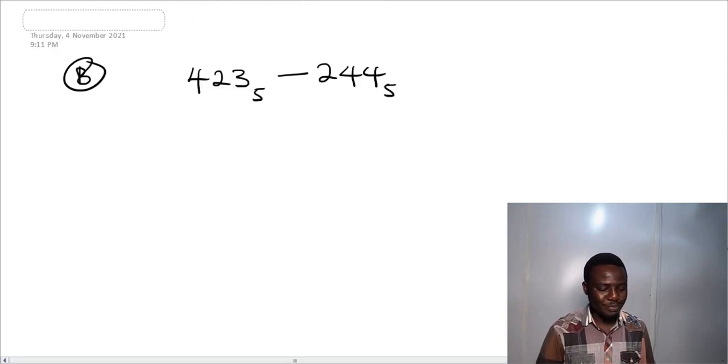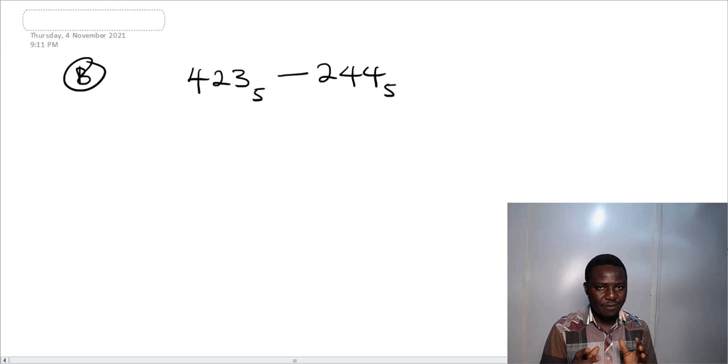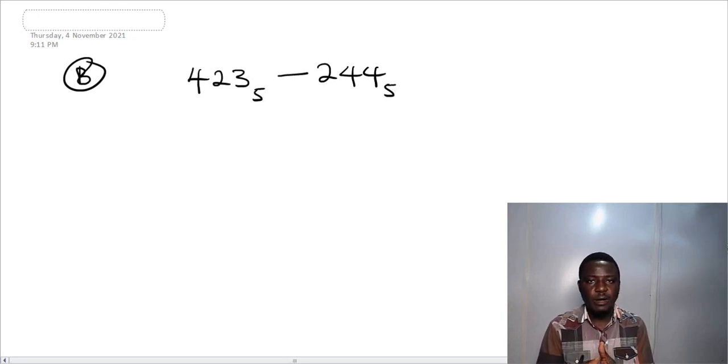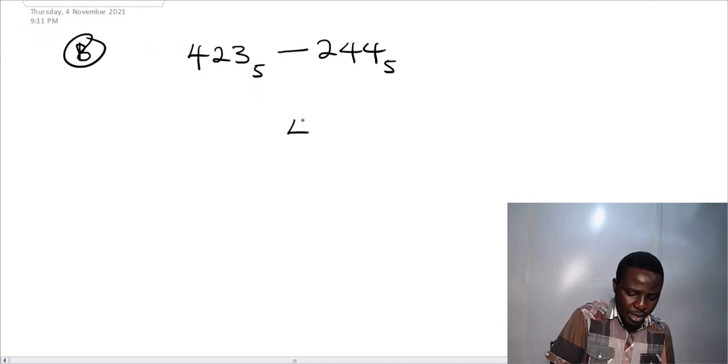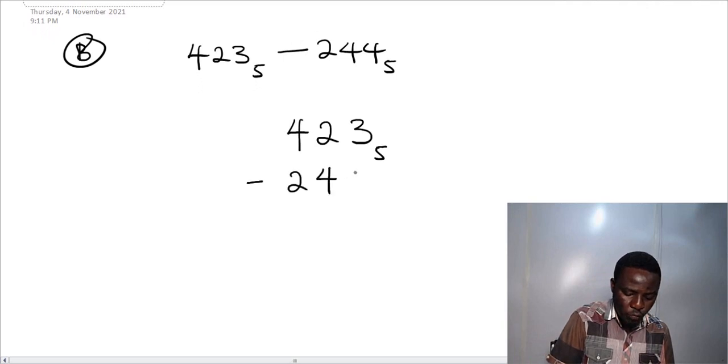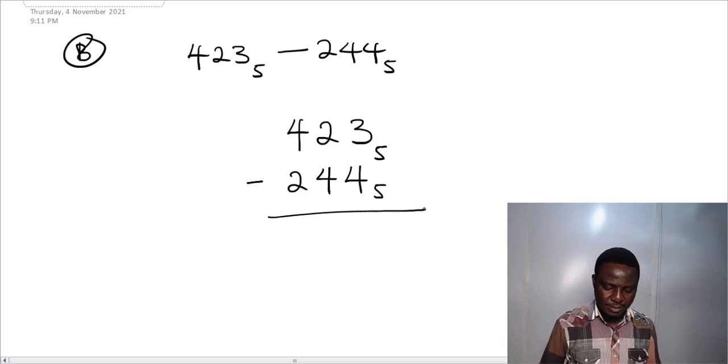Let's take another example. We should subtract 244 from 423. I believe at this point you must have gotten the trick in subtraction operations involving number-based systems other than base 10, which we already know. So let's do this together. This is 423 base 5 minus 244 base 5.